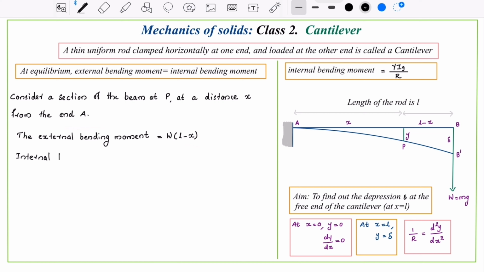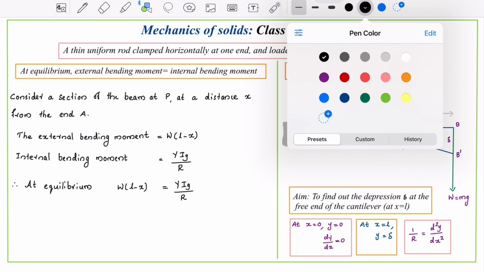Now what is the internal bending moment? We have already derived the expression for the internal bending moment, that is equal to YIg divided by R. At equilibrium, the external bending moment that is responsible for bending balances the internal bending moment because of the restoring couple. So let us equate this external bending moment with the internal bending moment. That is, at equilibrium, W into L minus x is equal to YIg divided by R. This is our first equation.